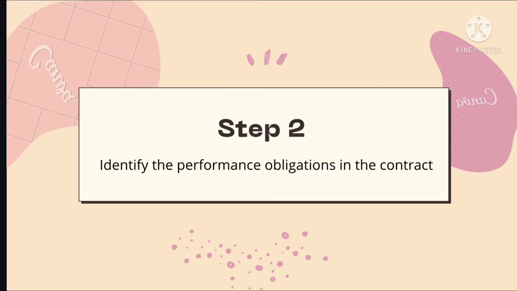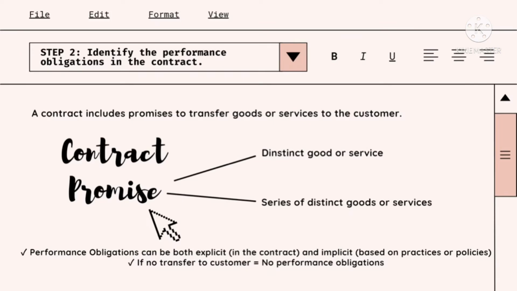Step 2. Identify the performance obligations in the contract. A contract includes promises to transfer goods or services to the customer. Well, it is a certain promise in the contract to deliver to the customer either some good or service, or a bundle of goods or services that is distinct, or a series of goods or services that are almost the same. So for example, when you sign up for monthly cleaning services or for monthly accounting services, and these services are basically the same each month.